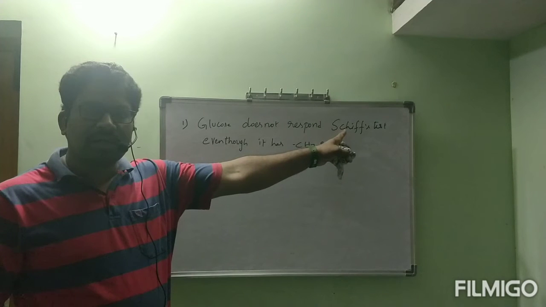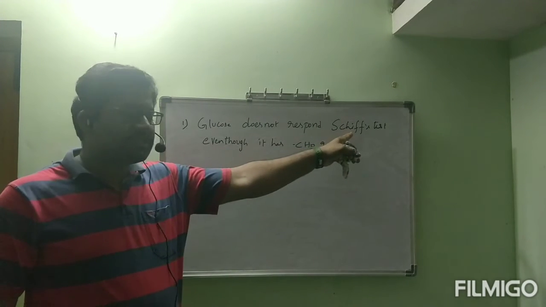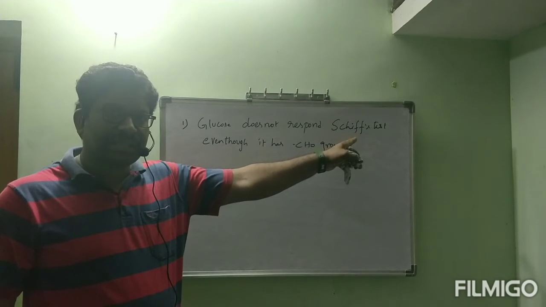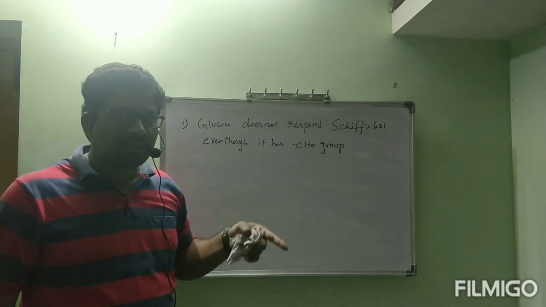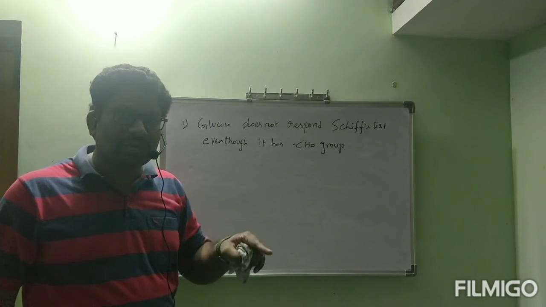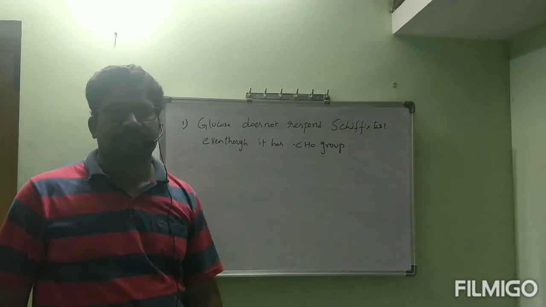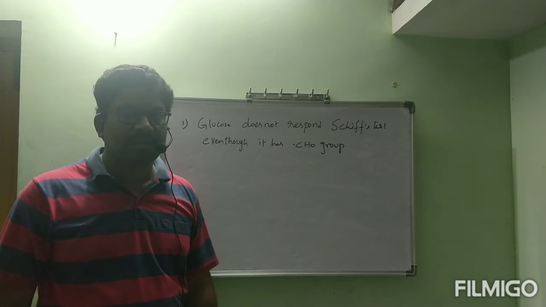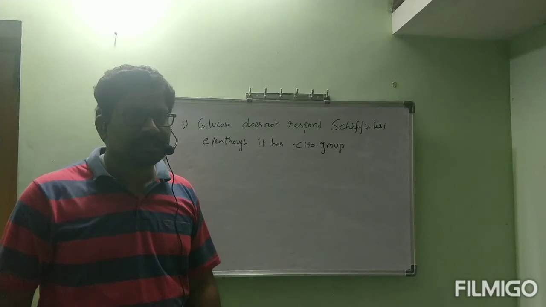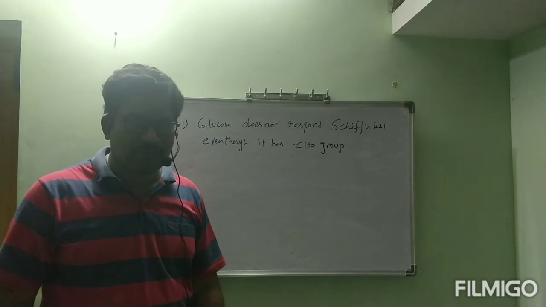Schiff's test is the characteristic test of aldehyde. Here glucose has an aldehyde, but even though glucose has an aldehyde, it is not responding to Schiff's test. What is the reason? It was not given. We will continue.